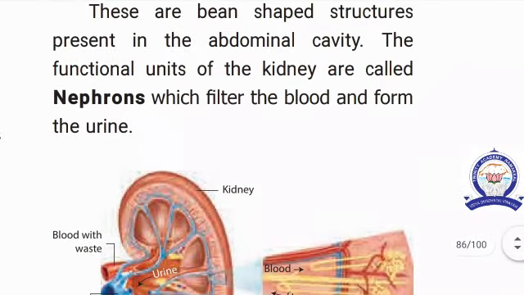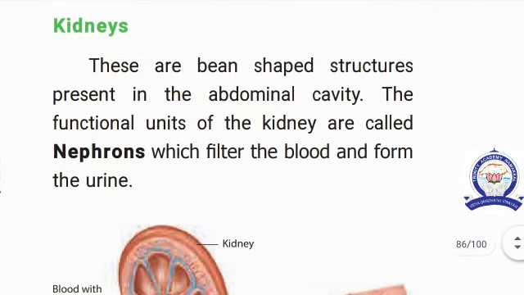See here, the kidney looks like a bean shaped structure. It is present in the abdominal cavity. The functional unit of the kidney is called the nephron. Nephron is a type of cell. It filters the blood to form urine. So the main excretory organ is the kidney.